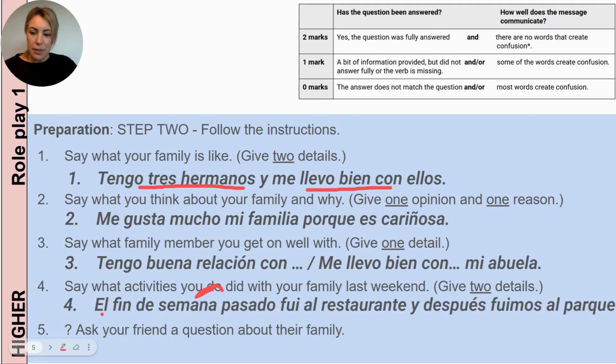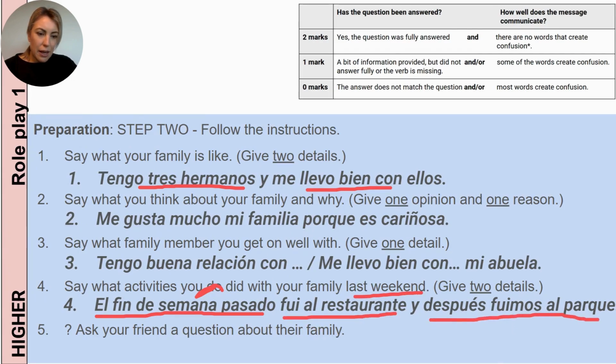El fin de semana pasado, great, because I'm using last weekend. Fui al restaurante, so that was 1 piece of information. Y después fuimos al parque. And after we went to the park. Perfect. 2 details, and I added some extra. Después, el fin de semana pasado. Bien.